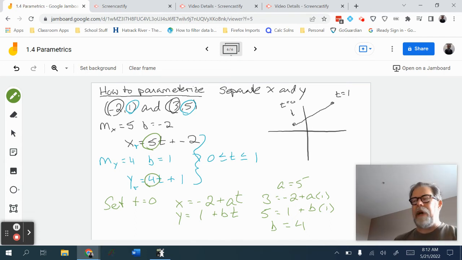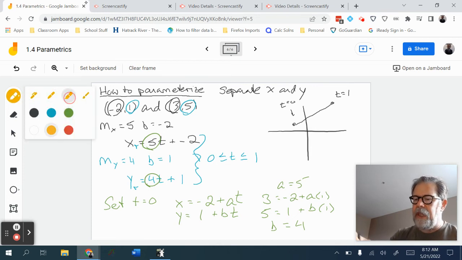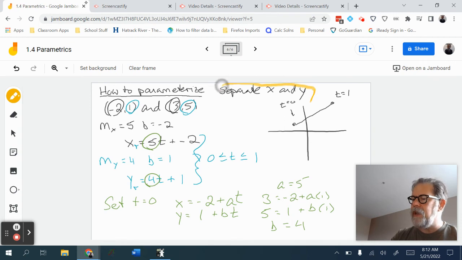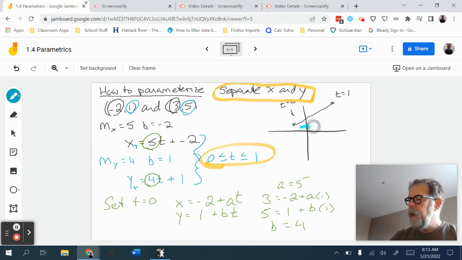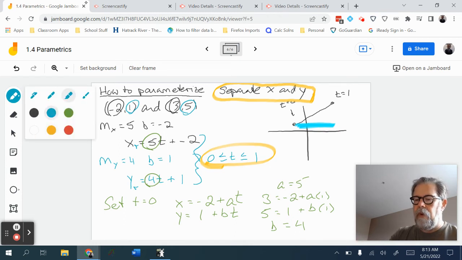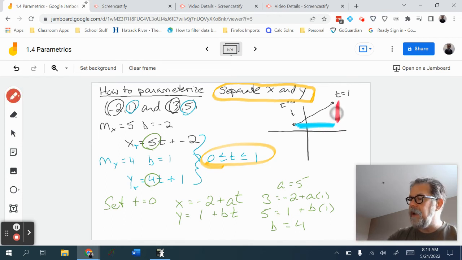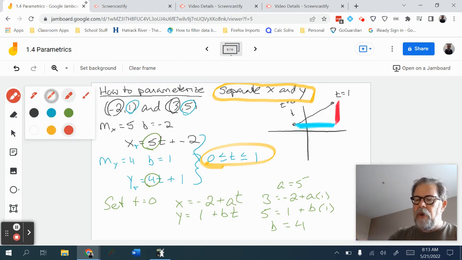Really what it boils down to is separating out the x and the y values. I think that is sort of the key: separating those x and y values, choosing a time interval, and then saying, okay, what happens to my x value during that time interval? What happens to my y value during that time interval? And writing your equations. We're not going to spend a whole lot more time. We're just about done with this section.